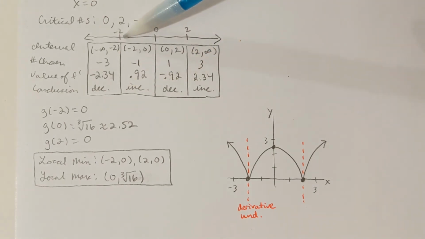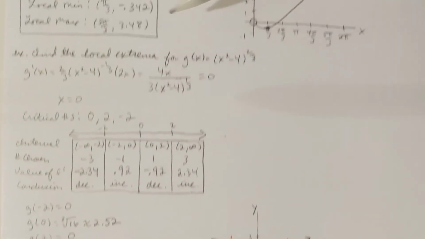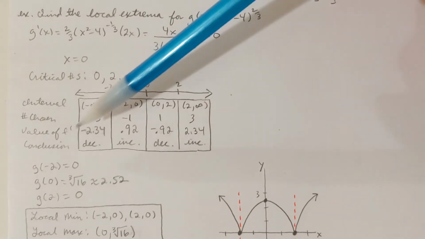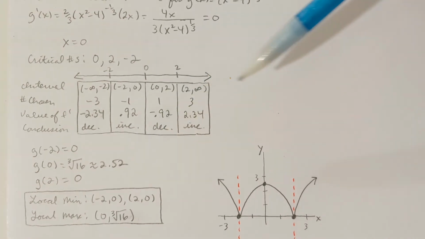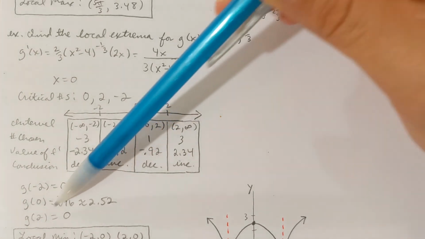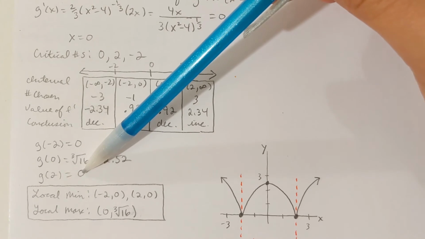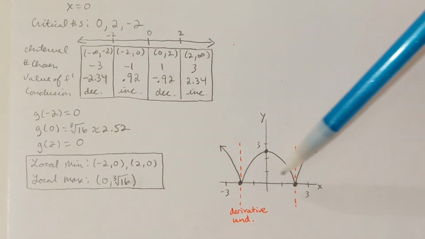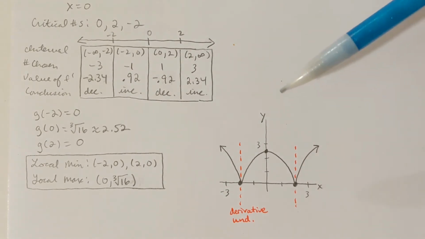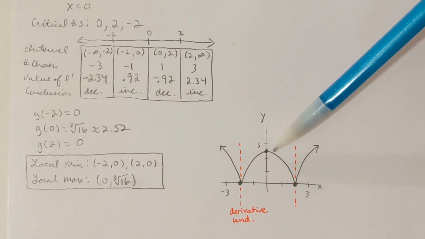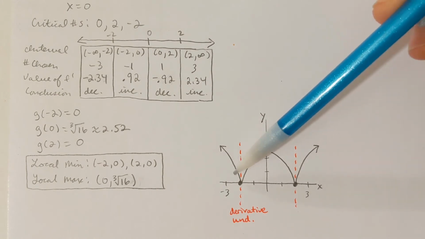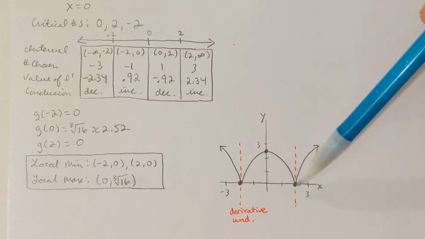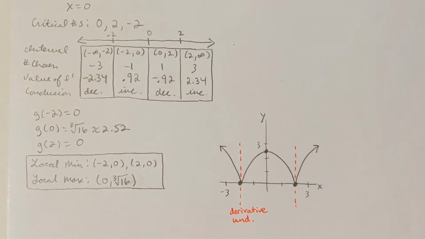So if x is negative 2, and we plug that into g, we're going to have 0 coming out of that. So negative 2, 0 would be a local min. And then if x is 2, we're also going to have 0 coming out of that. So 2, 0 would be another local min. And I've plotted those 2 points. Local max means that we're going to have a hill at that spot, and local min means that we're going to have a valley here at 2, 0 and negative 2, 0.